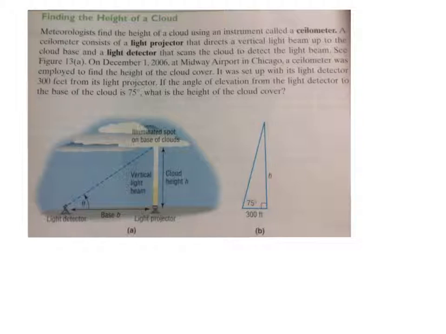So if we take a look at this one right here, we just want to find the height of the cloud. We know the distance of the light detector from the light projector. We know the angle, and we call this the angle of elevation, by the way. That's a special term we use when we're dealing with situations like this.